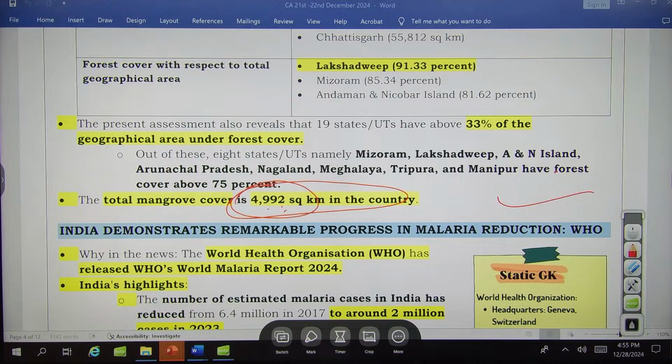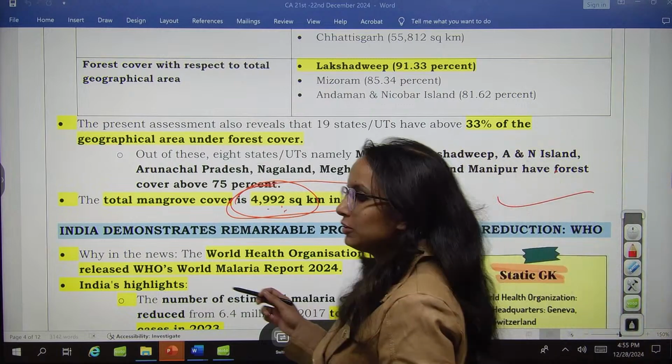Okay, total mangrove cover is 4992 square kilometers. Now why are mangroves important?